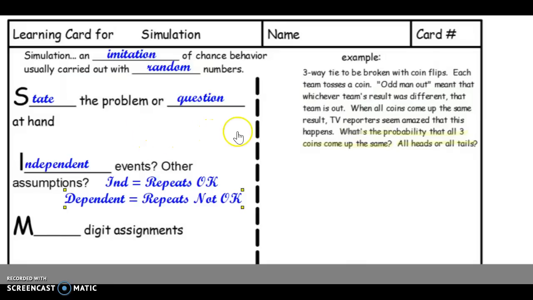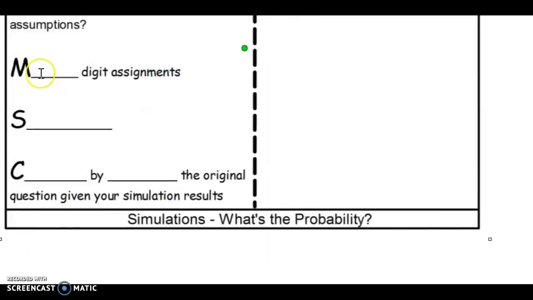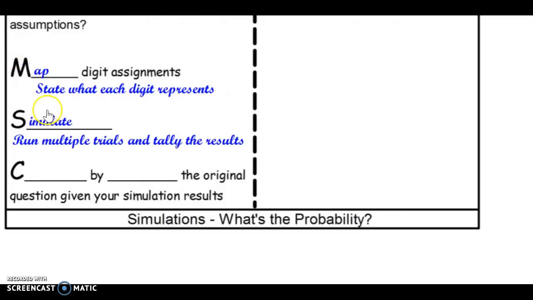So if I'm going through with a random number table and I come up with the same number twice within a trial, then that's no good, and I want to skip over that repeated number. I come to M, which stands for map the digits. When we map the digits, what we really mean is state what each digit represents. That's what we're looking for here. State what each one of the digits represents in your random number table, or if you're using your calculator. We get to the S, which is just simulate. And that means run multiple trials and tally the results. That's all it means when you get to the simulation: run multiple trials and tally the results.